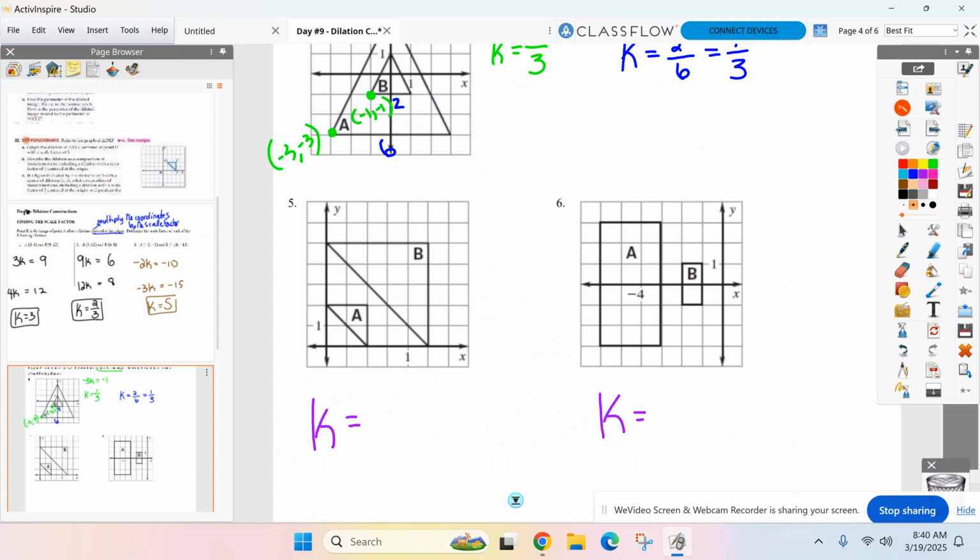Yeah. 2.5, 5 halves. I'm good with either one. Yep. 2.5 or 5 halves. Looks good to me. Then how about 6?